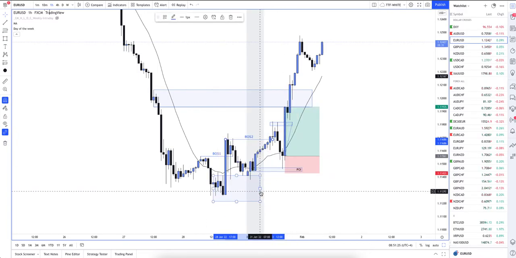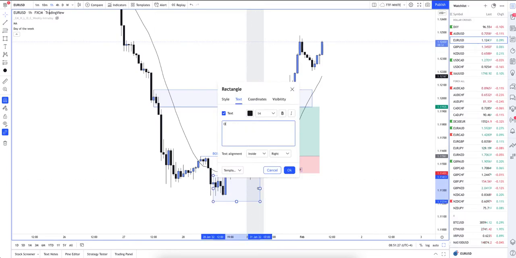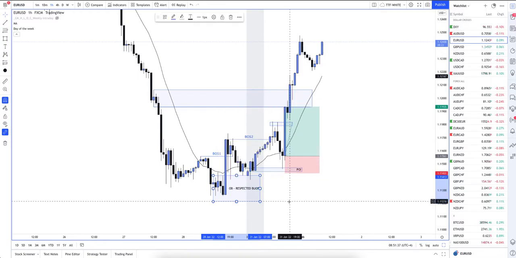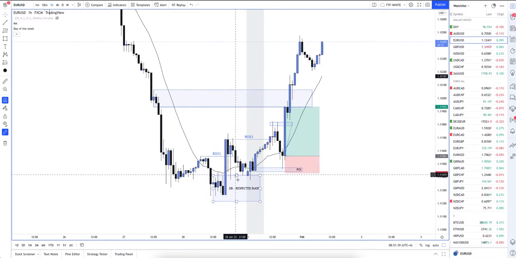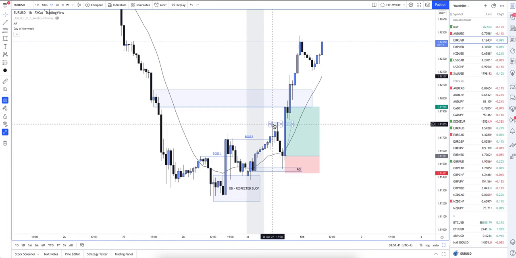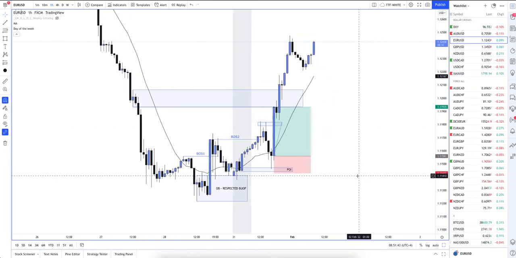Then what we've also got here is the order block that was respected. That order block being respected means that we have potentially bullish order flow. So bullish order flow potentially kicked in here and made a new high, which is exactly what we want to see when we're looking for our positions.